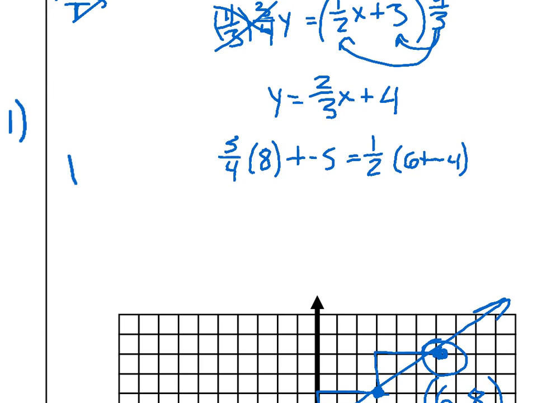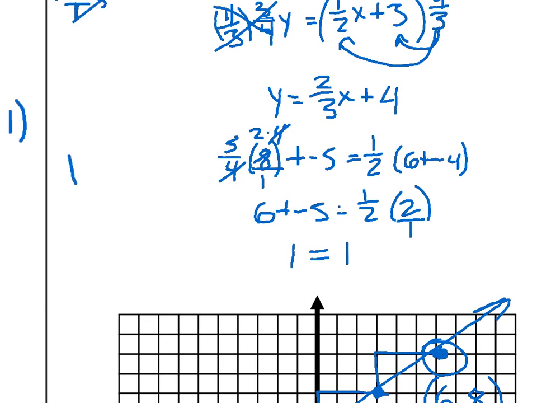So 3/4 times 8. Doing that simplification beforehand, I'm going to get 3 times 2 is 6 plus -5. It's equal to 1/2 times 2. 6 plus -4 is 2. This gives me a positive 1. 1/2 times 2, also a positive 1. Questions?